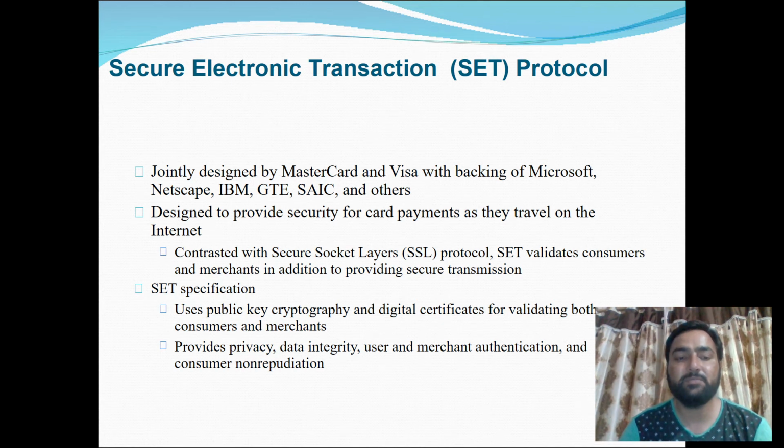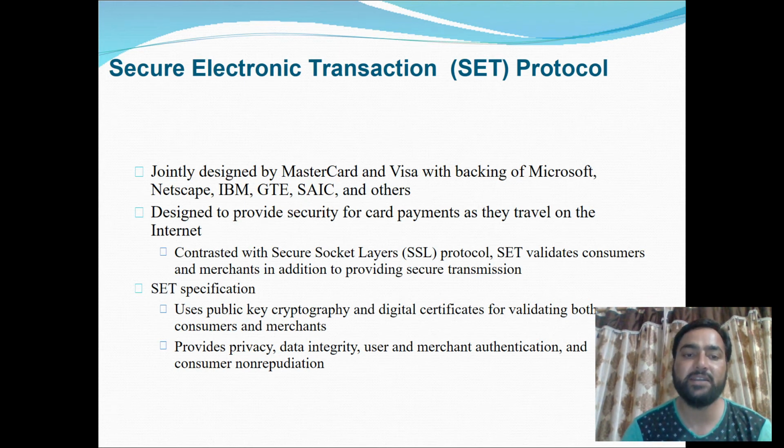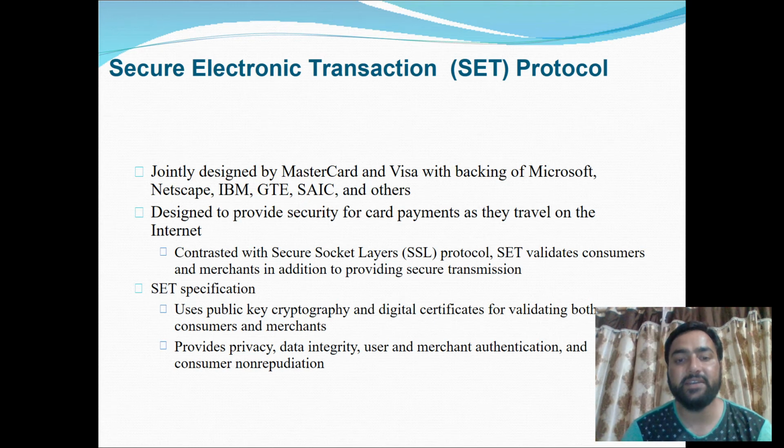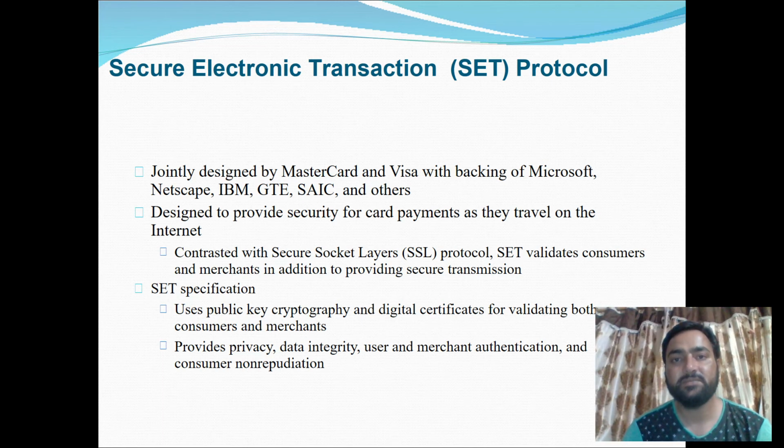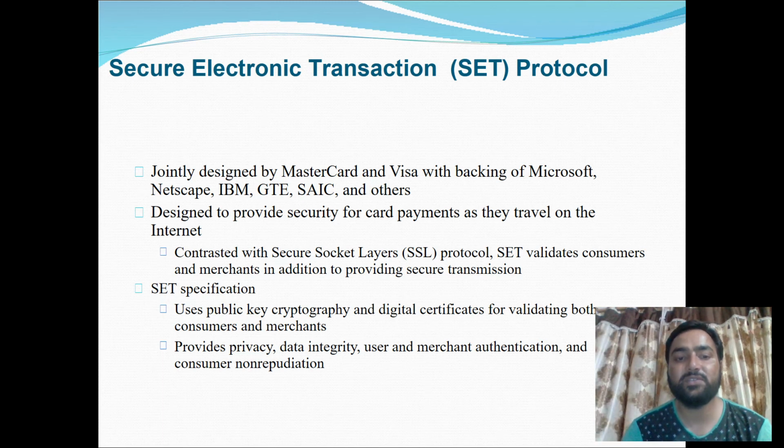So the SET protocol specification uses public key cryptography and digital signatures for validating both consumers and merchants. What is used to verify the identity of merchant and consumer? Public key cryptography and digital signatures are used, which we have discussed already in another video. Then it also provides privacy, data integrity, user and merchant authentication, and the consumer's non-repudiation. That means these are the other specifications provided by the SET protocol.